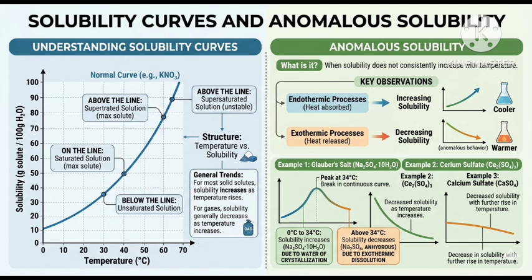In both cases, with the increase in temperature, first the solubility increases and then suddenly the trend changes. With further increase in temperature, the solubility decreases. This is known as anomalous solubility, in which up to a certain temperature there is a rise in solubility, but above that temperature, with more increase in temperature, the solubility falls.